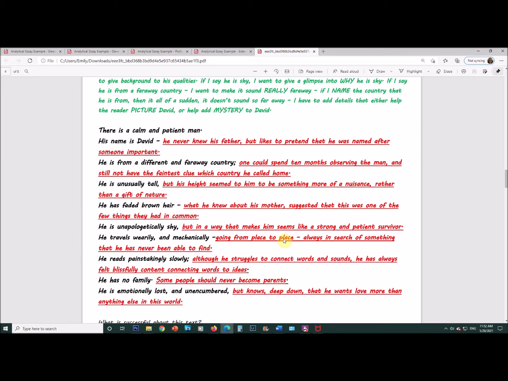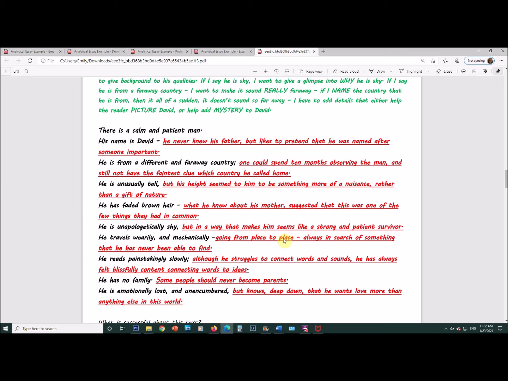He has faded brown hair. What he knew about his mother suggested that this was one of the few things they had in common. Again, I want this guy to sound lost. And if hair color is one of the only things he has in common with his mom, that's a pretty sad state of affairs for his relationship.